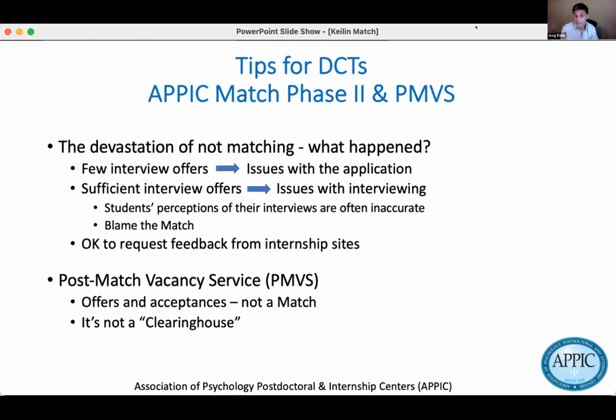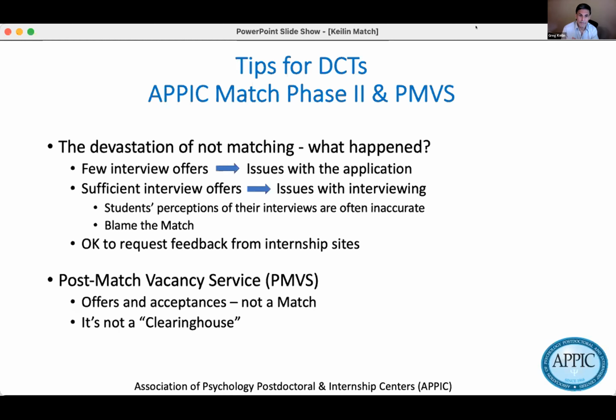On the other hand, if they received a sufficient number of offers and still didn't match, then we have most likely an issue with interviewing. The other thing to mention is that, and a lot of people don't know this, it really is okay to request feedback from internship sites directly. And that can come from the student, and it can come from you, there's not a right way to do that. What I would say is that some internship programs will not be willing to give feedback for lots of reasons. Often they're instructed not to by their HR departments, but many will. And what I also find is that sometimes internship sites are a little more responsive to those requests when they come from DCTs, and actually maybe a little more candid with DCTs about their feedback.